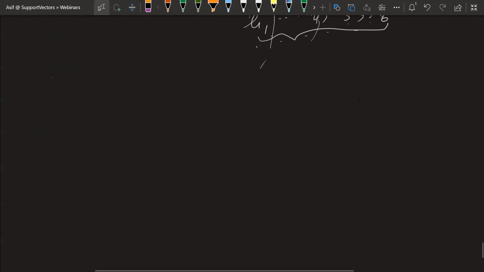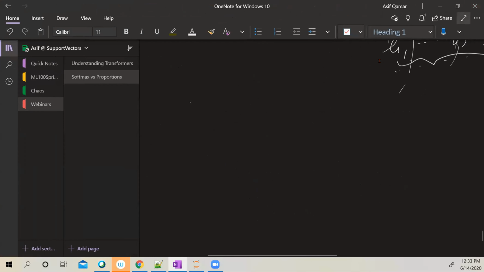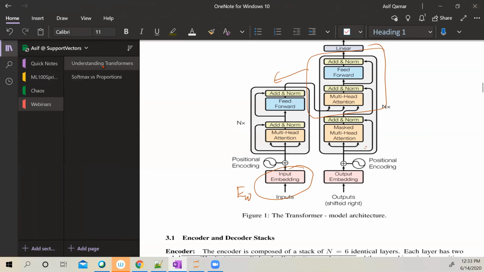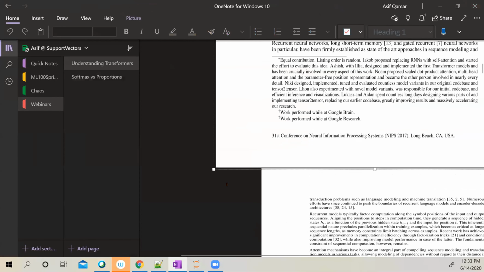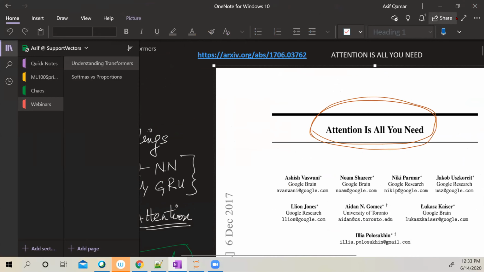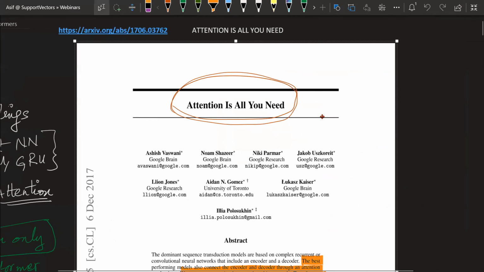So the way I would like to do that is, now that we have the background, I would like to walk through this paper, the Attention Is All You Need paper. This paper came out, as you can see, in December 2017, and was really the big thing in 2018. It led to things like BERT, ALBERT, RoBERTa, and so on and so forth. Lots of architectures.